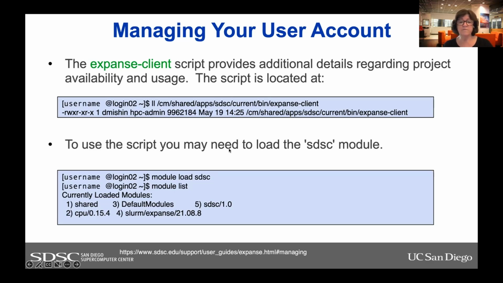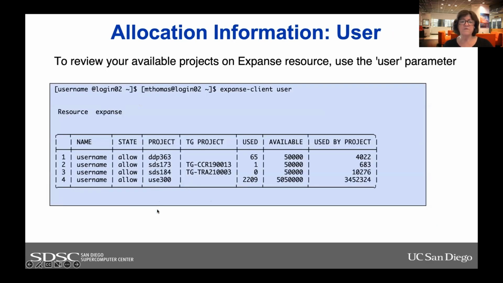To use the script, you may need to load the SDSC module. If you can't find it, then load it, and you'll find that it's available. So here I'm going to use the Expanse Client user, and the resource that will be queried will be Expanse, and I am allowed to use these 4 projects. Some of them have a project ID for Exceed, and it tells me how much I've used, how much is totally available, and how much has been used by the project overall. That would be informative to the project PI.